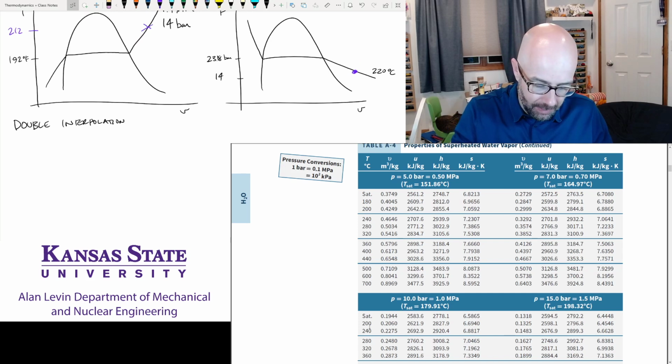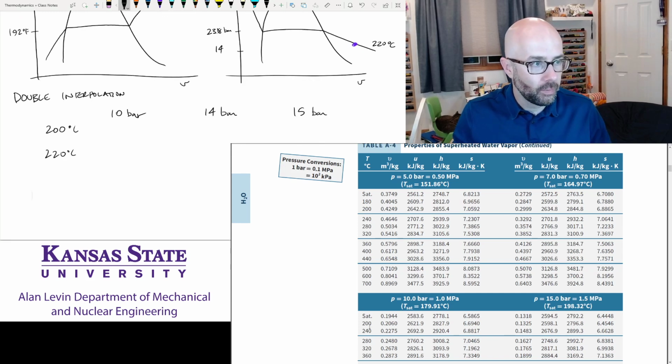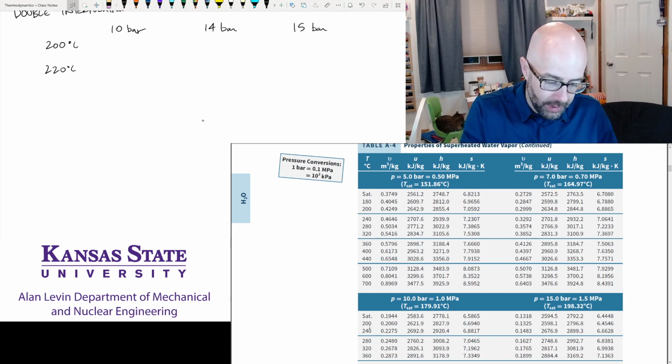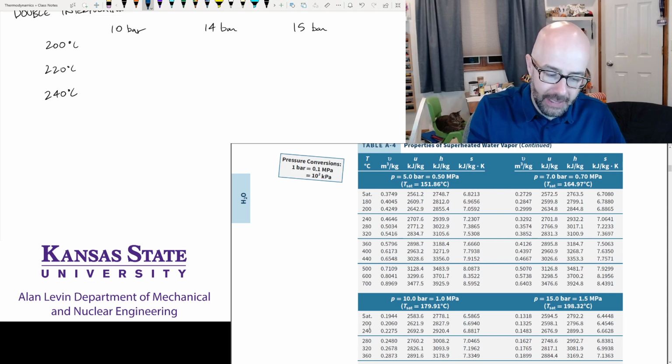I'm going to say that this is going to be 10 bar, and then I'm going to do 14 bar, and 15 bar. In my table, I have 200 degrees Celsius. I'm looking for 220 degrees Celsius, and then I have 240 degrees Celsius. Then I put in what the tables give to me. They give me 200 and 10 bar, and I'll use a different color to make it easier to see.